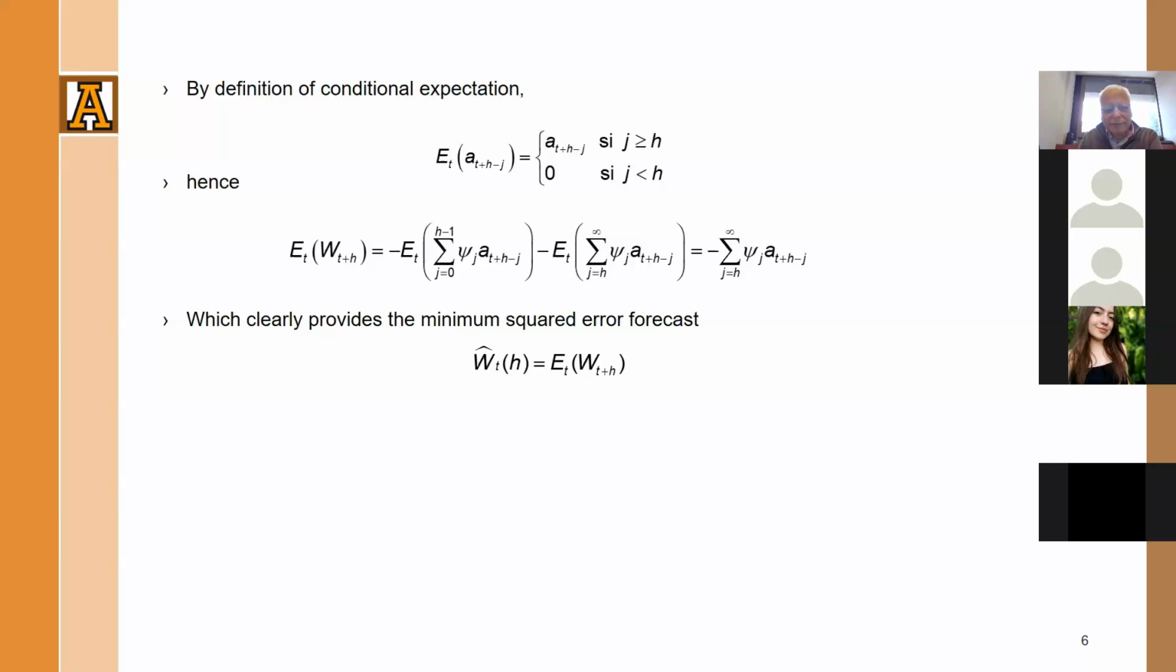Now, it is clear then that the optimal forecast, W hat sub t, h periods ahead, is the conditional expectation of W_{t+h}, given that we are at time t, given that we know all the past up to time t. Okay, and that's a very important result. The optimal forecast is the conditional expectation of W_{t+h}, given that we know all the information from t, t minus 1, t minus 2, and so on.